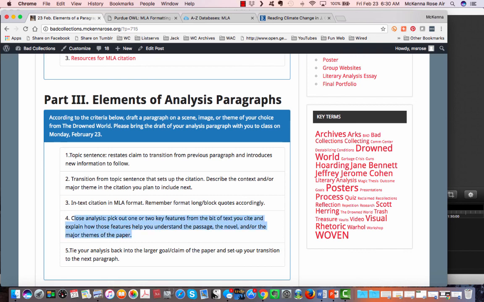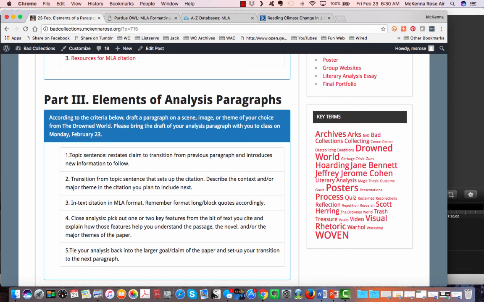Go ahead and spend some time with your close analysis. So pick out a few key features from the bit of text that you cite, and then explain how those features help you understand the passage, the novel, and or the major themes of the paper. And then, and I think this is crucial, tie your analysis back into the larger goal or claim of the paper before setting up your transition to the next paragraph. All right, go ahead and write that paragraph.